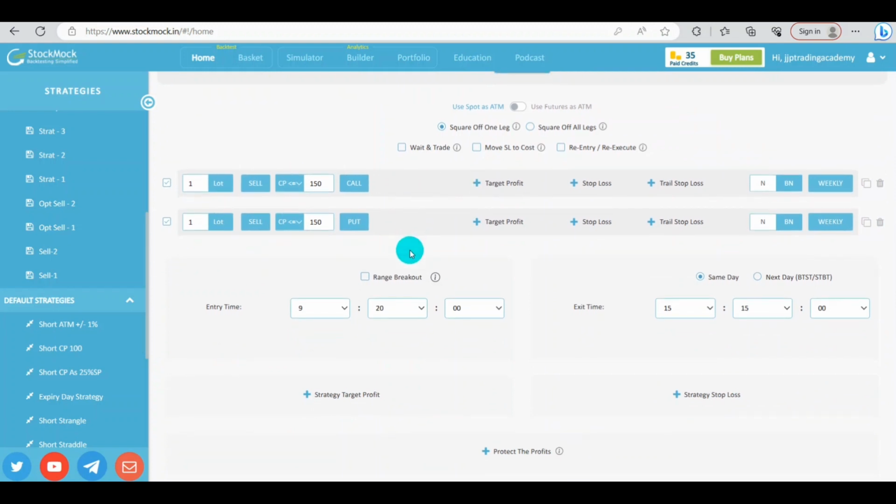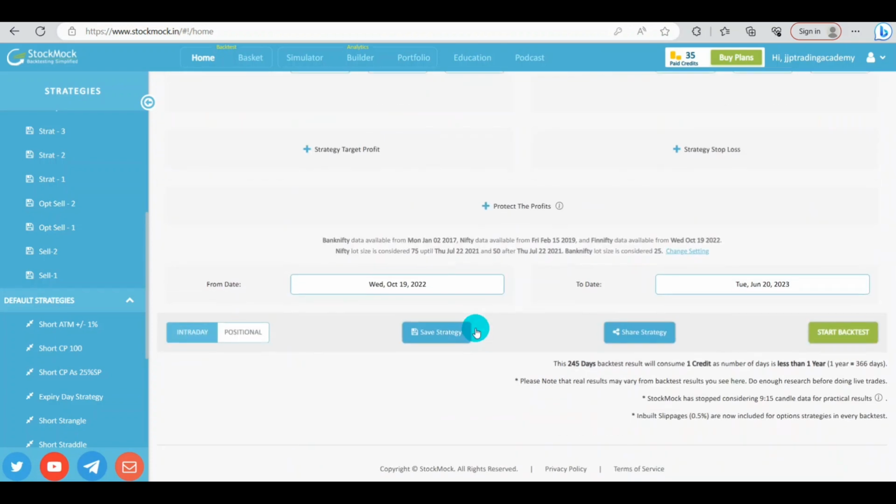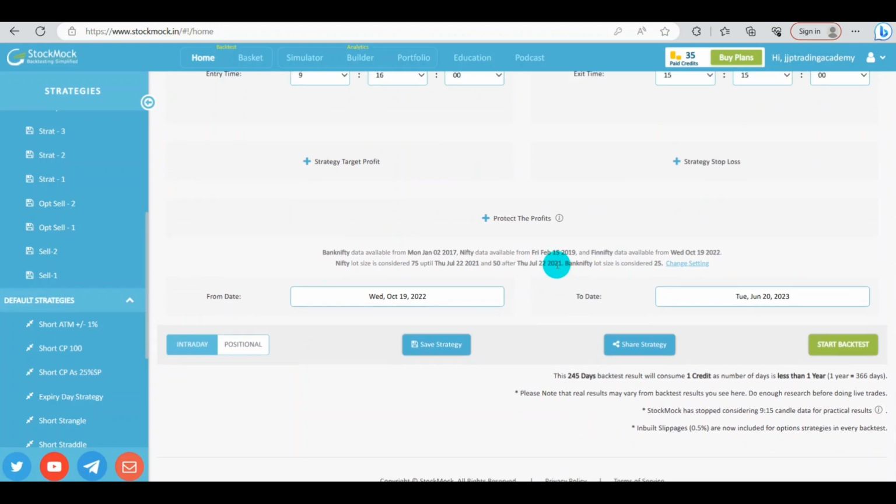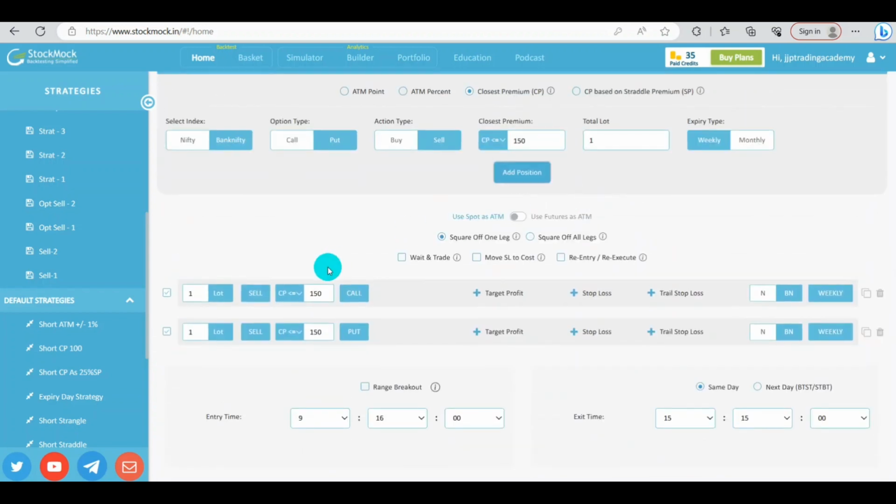Now you can give a condition that it should enter in the 920 candle, or whatever the timing, it just needs to enter the trade. The 915 candle has been removed from this because the 915 candle has more volatility. So they have given us an opportunity to filter the volatility, so that the stock market has stopped considering the 915 candle. You can see here the data for practical results.